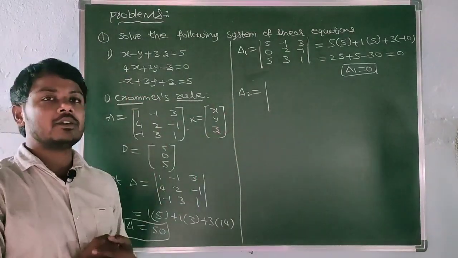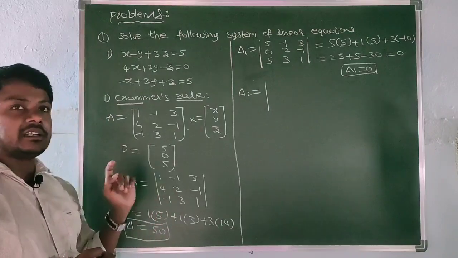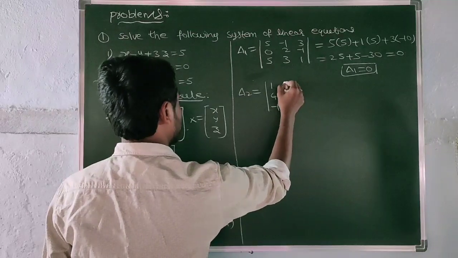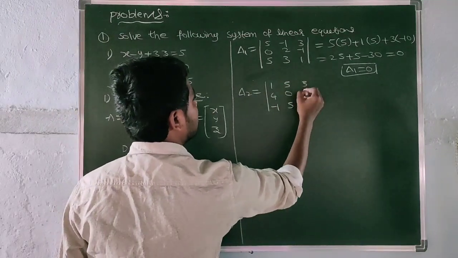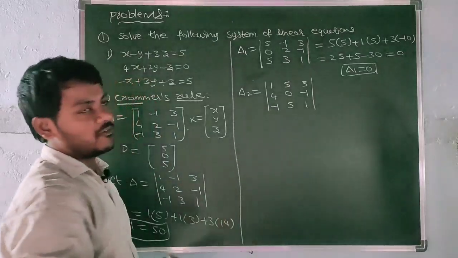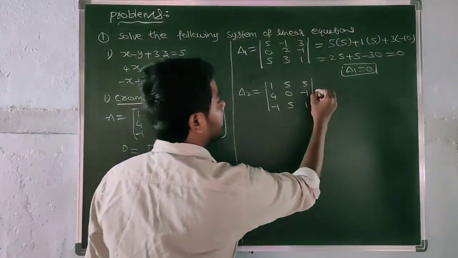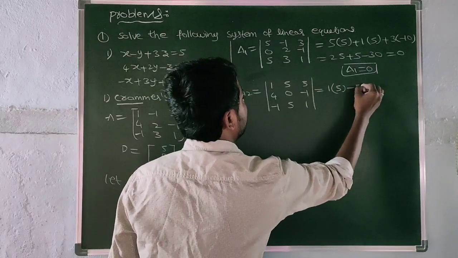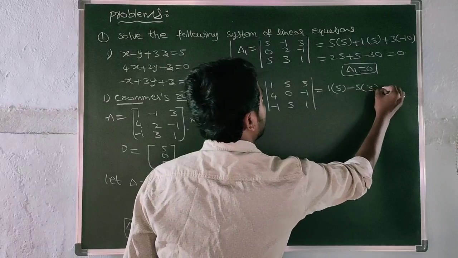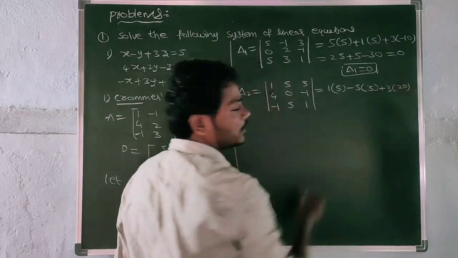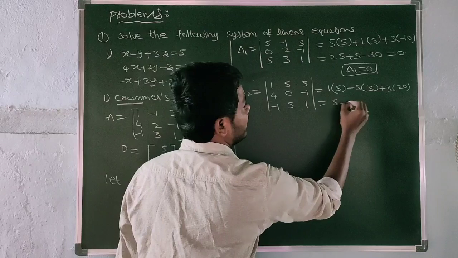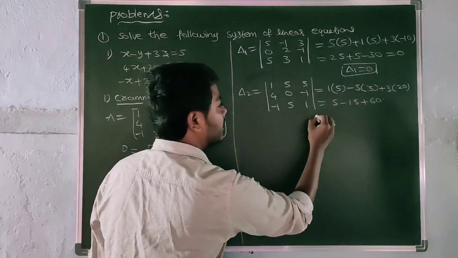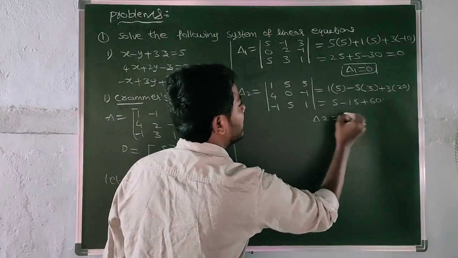Next find delta 2. So here how to write delta 2? Replace second column with a constant matrix. That is 1, 4 minus 1, 5, 0, 5, 3 minus 1. Now again find this determinant. So what you get? 1 into 5 minus 5 into 3 plus 3 into 20. So this is 5 minus 15 plus 60. So clearly delta 2 is equals to 50.